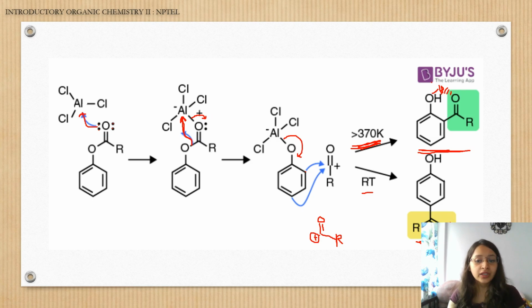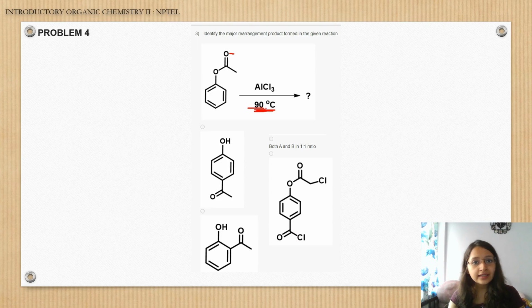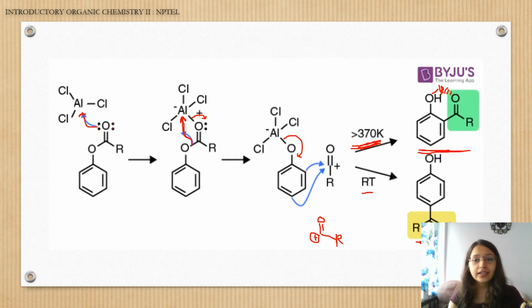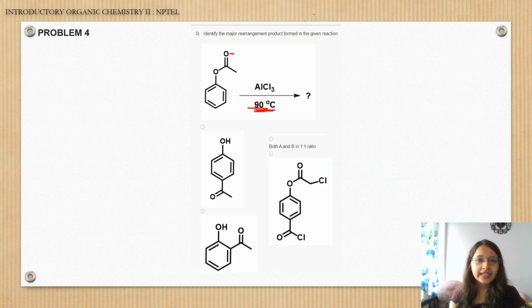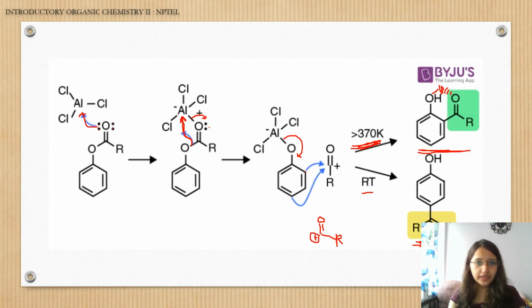So here in the question they say that 90 degrees is the temperature which they have maintained. So 90 degrees is not that high a temperature. That is why this para product dominates rather than this ortho product. For the ortho product formation, you need high temperature to be maintained. Is it clear or not? Yes, ma'am. Okay, so now just tell me the answer: which one is the major product in this case? Para, madam. Yeah, the para product is the major one. Anyone has any doubt regarding this problem? Any doubt?